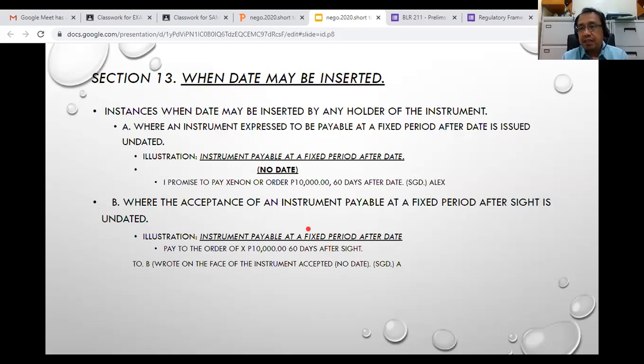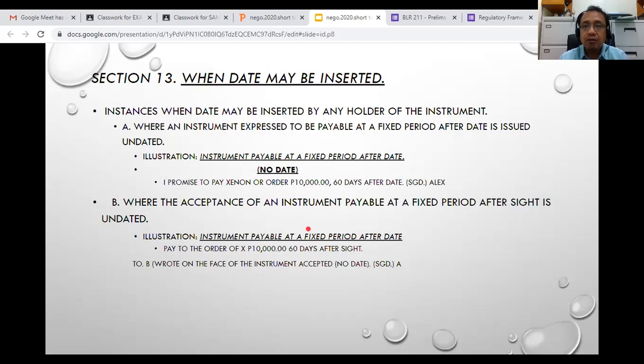Ano ang ginawa ni B, ni drawee? He did not immediately accept the instrument. Rather, sabi niya kay X, X, iwanan mo yung instrument dyan sa table ko. Balikan mo after 10 days. That was September 2. Pagbalik niya, on September 12, he noticed that it was already accepted. But lo and behold, the date of the acceptance was not indicated.